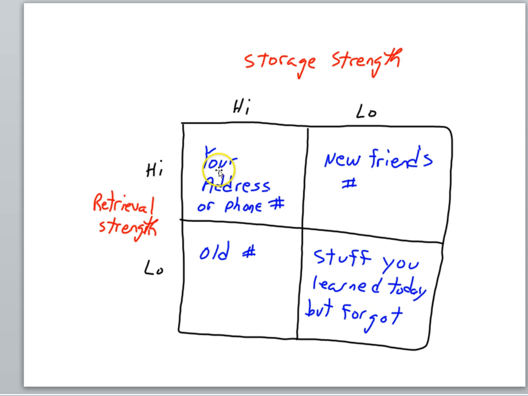So your knowledge of your address and phone number would be high on the storage strength and high on the retrieval strength. Well, what if you just make a new friend, and you learn their phone number?